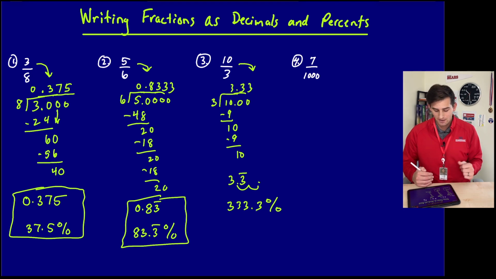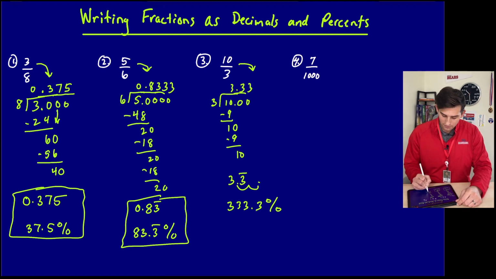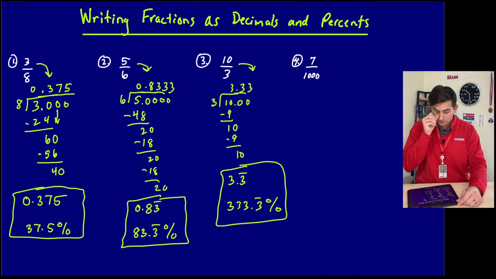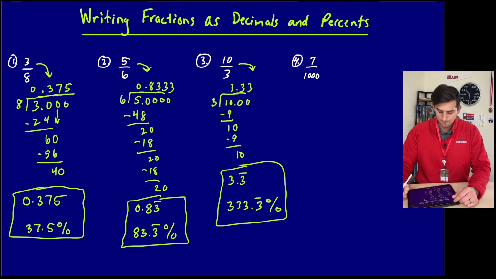It's 333.3 repeating percent. Okay? So if we think about extending our decimal there, we would add a 3 there, and then there would be a 3 there. So that's where our 333.3 repeating percent comes in. So let's erase that to clean it up a little bit. And that would be our answers for the decimal and the percent for 10 over 3.